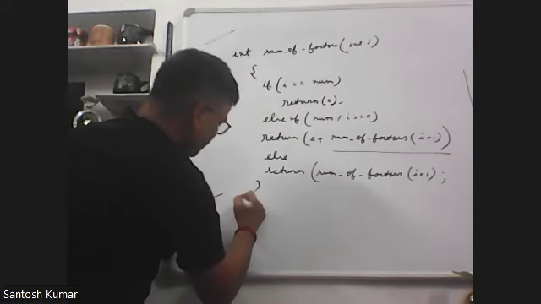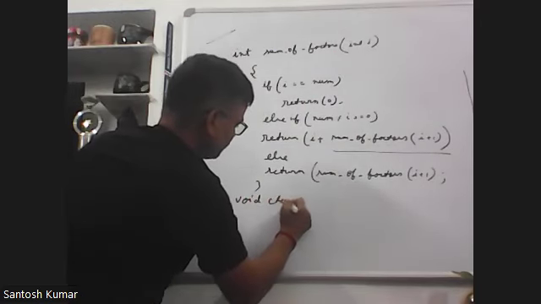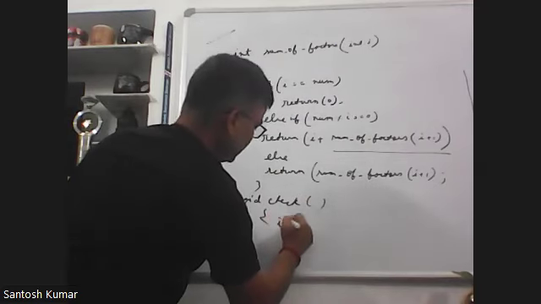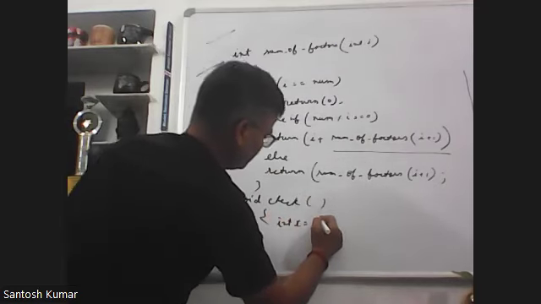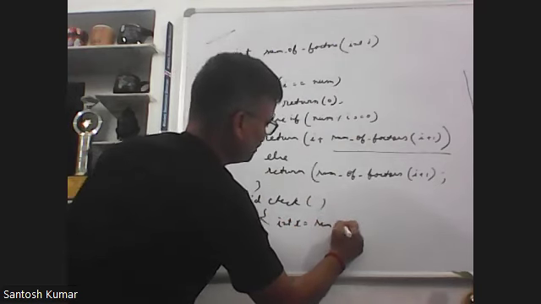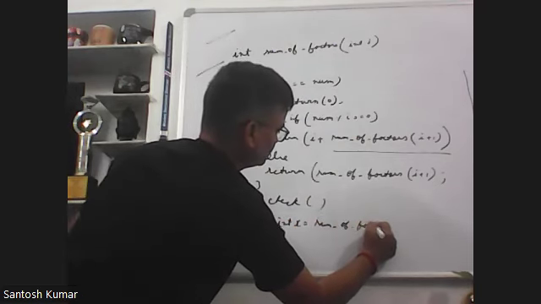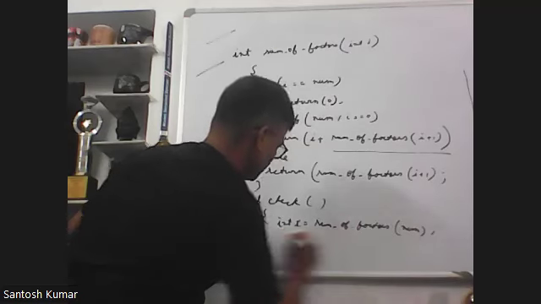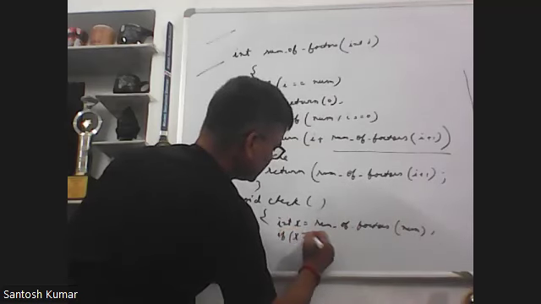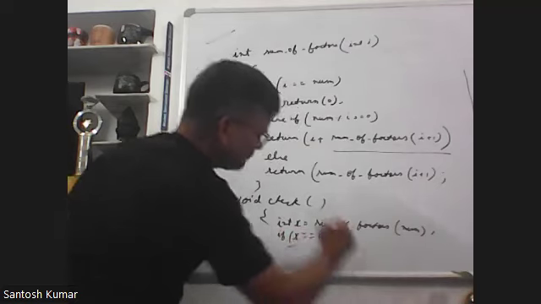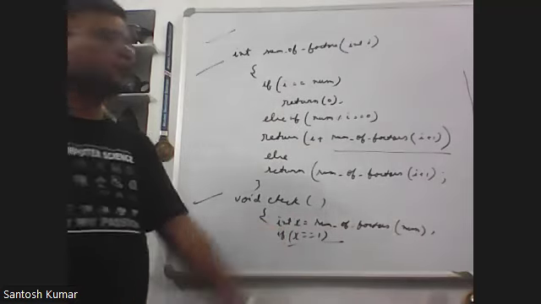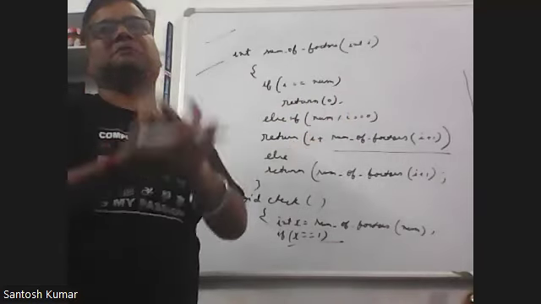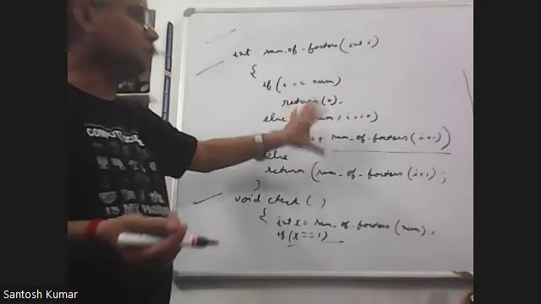So in the function void check, I'll call the value int x is equal to sum of factors of num. Now, if x equals 1, then it is a perfect number, else not a perfect number. So this part will be there, which will be used to call the recursive function.